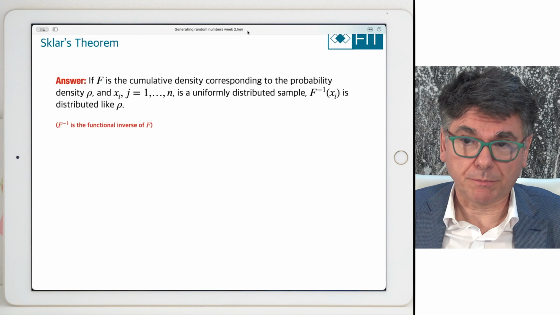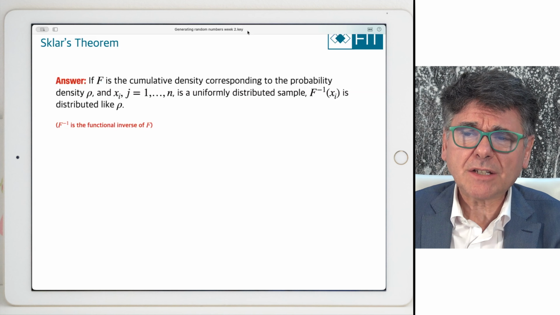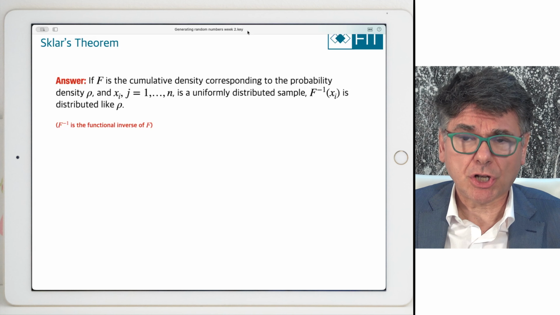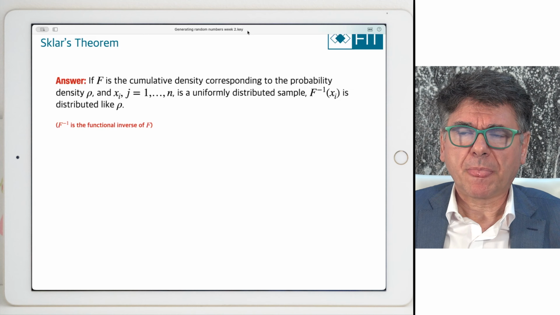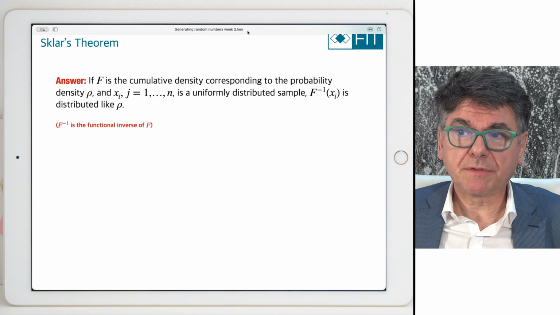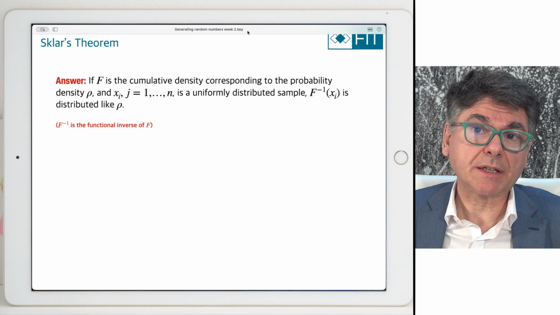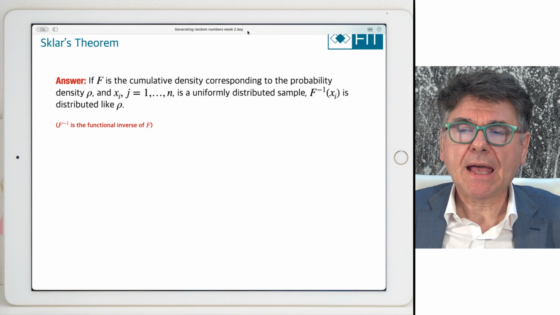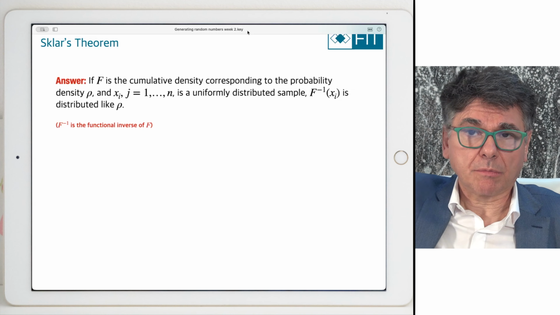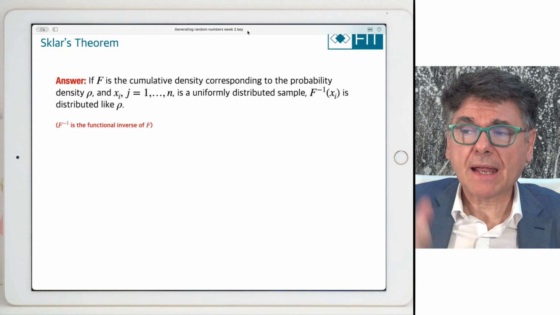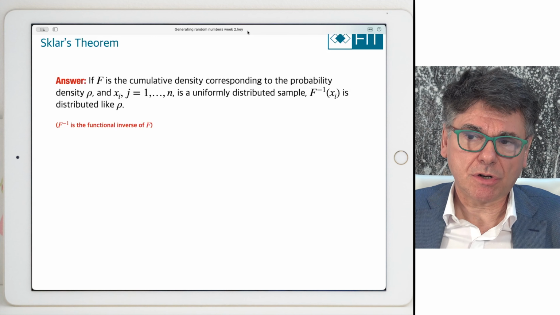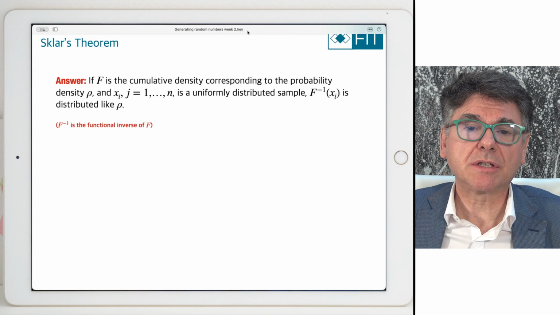And the answer is very simple. The answer is the basis of Sklar's theorem. It says, if F is the cumulative distribution function corresponding to the probability density rho, so the antiderivative, and I generate a uniformly distributed sample, then F inverse of that uniformly distributed sample is distributed like rho.